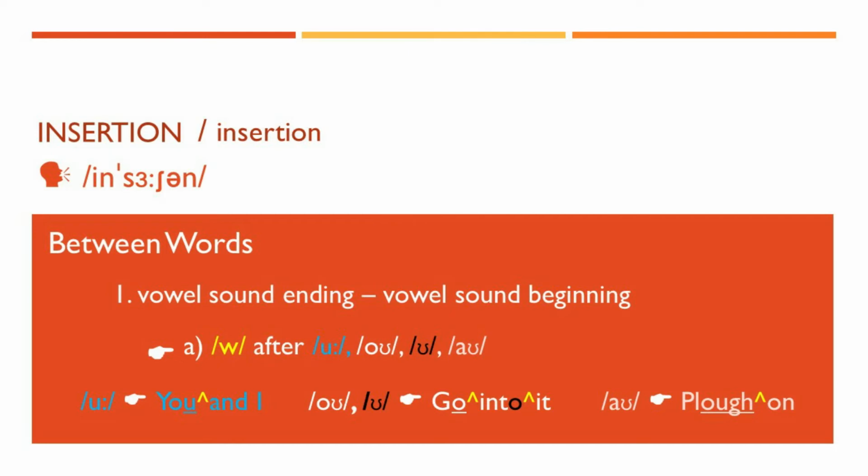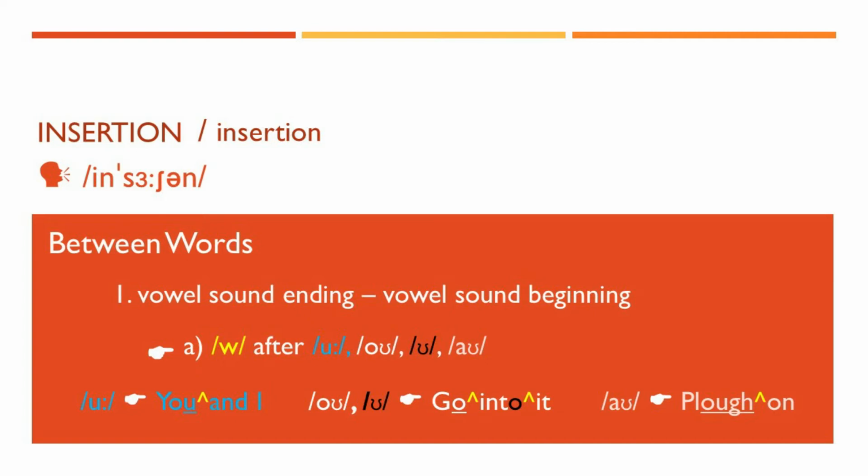The w sound also appears after o and u, as in go and into. The example we look at is "go into it." That would become, in connected speech, with the insertion of a w sound, "go-w-into it."